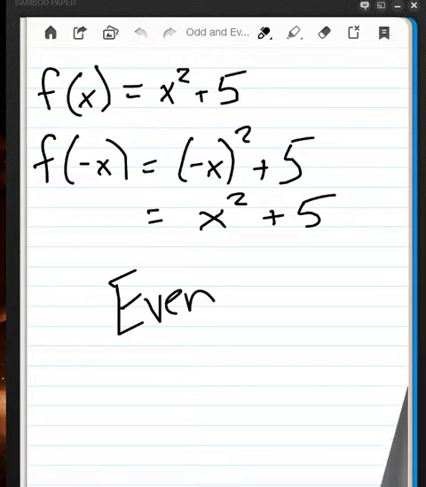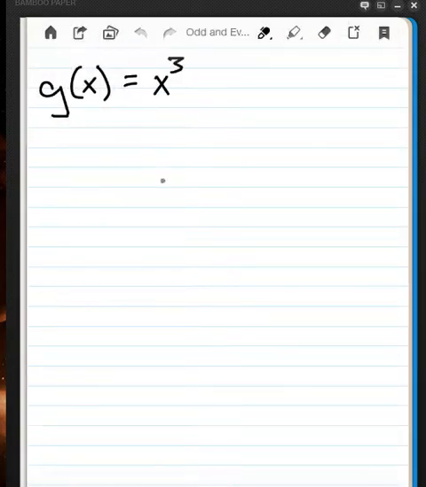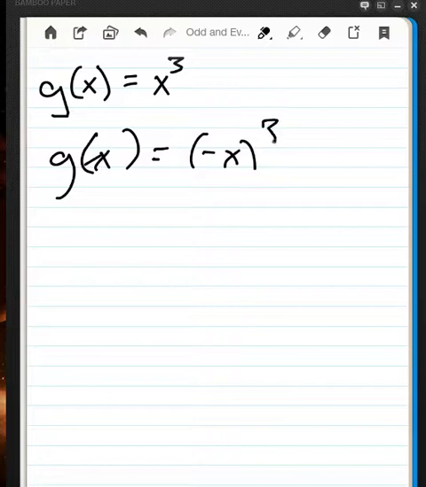Okay, let's look at g of x equals x cubed. If we substitute in a negative x, we're going to get negative x, cubed, or the opposite of x cubed. If we cube a negative number, like negative 2 cubed, we get negative 8. So we can rewrite that as negative x cubed, or the opposite of x cubed, rather.